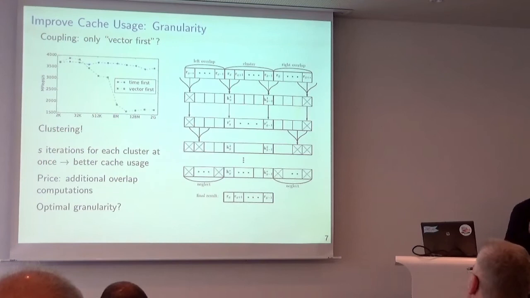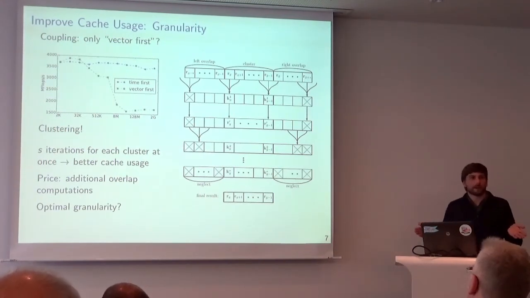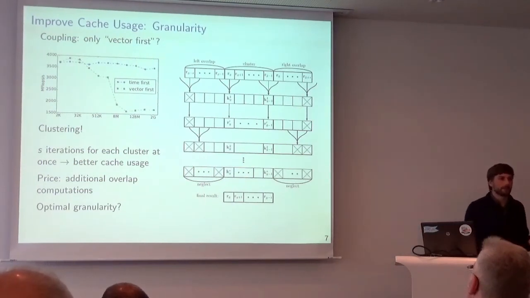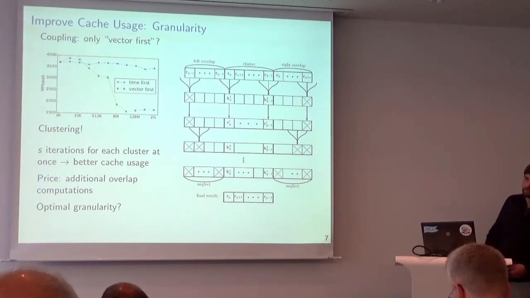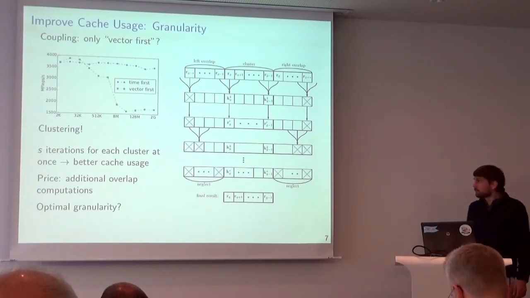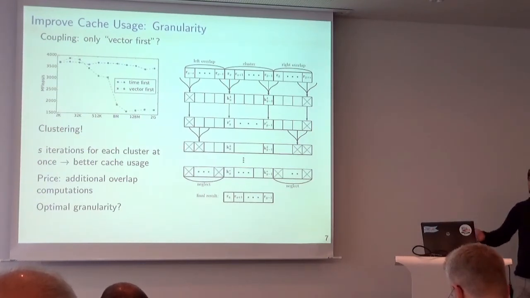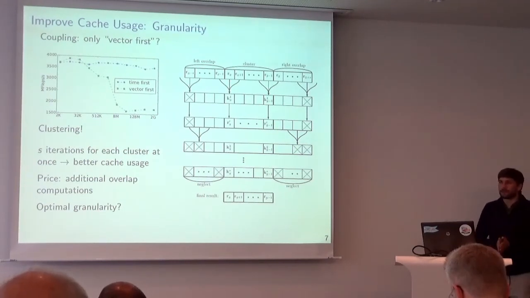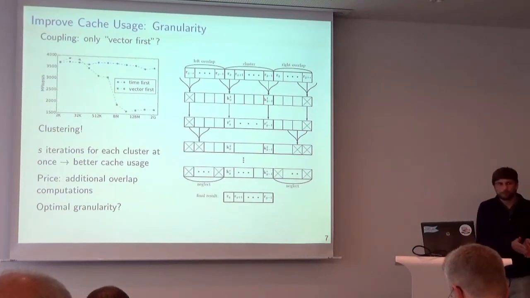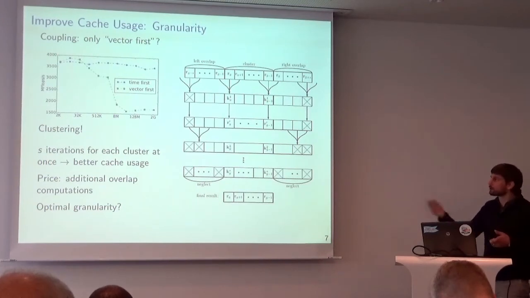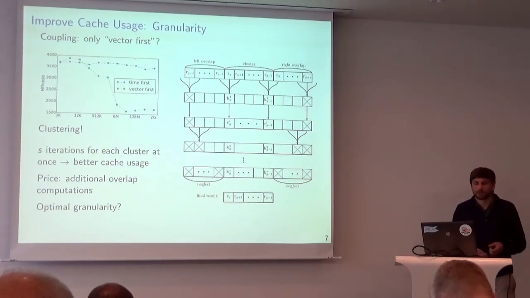And there's another problem here, which is how big should I make my cluster size? I have an additional degree of freedom which I can play around with, and it's not a priori clear which optimal granularity I should use. I can get a rough estimate from the cache size, so I can be sure I shouldn't make my cluster too large so it doesn't fit in cache at all. But if I make it too small, I have too many overlap computations, so I also don't get any performance gains.